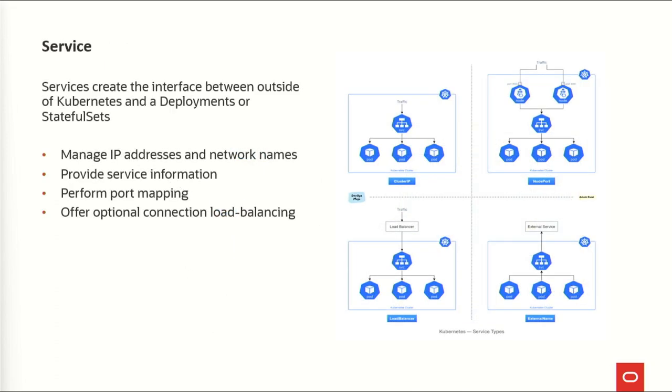Kubernetes by default does not give any fixed IP to the pods. Usually they have dynamic IPs. So in order to provide consistent access, Kubernetes provides services. There are a couple of services available in Kubernetes, for example ClusterIP, NodePort, LoadBalancer, and ExternalName.